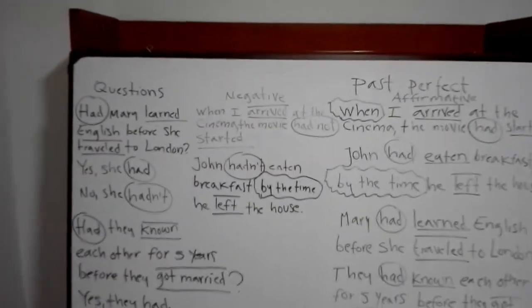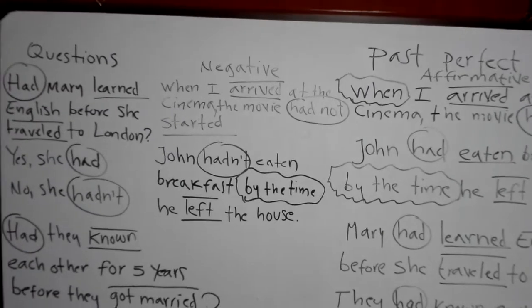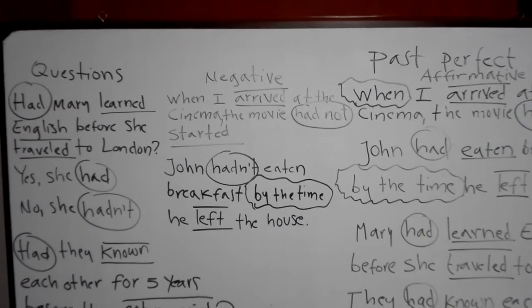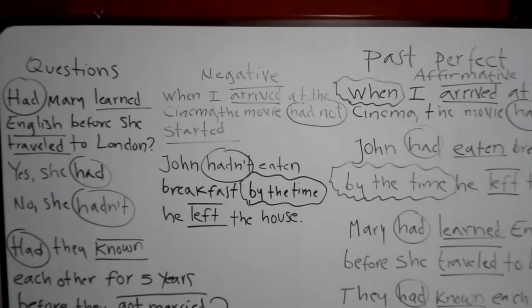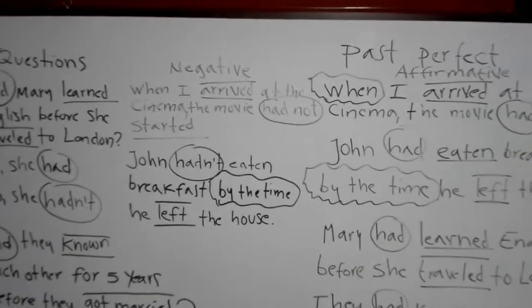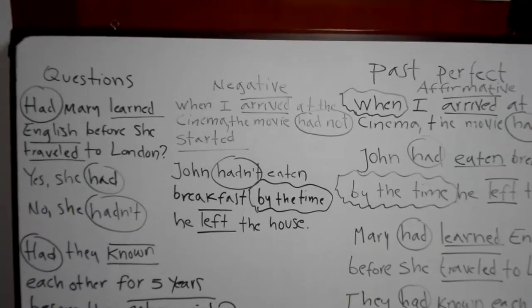So remember, always we combine past perfect with past simple just to give more sense to the sentence, okay? To give like a complete idea of what is happening or what happened, okay? Because anyway, this is past. So this is it. This was past perfect.